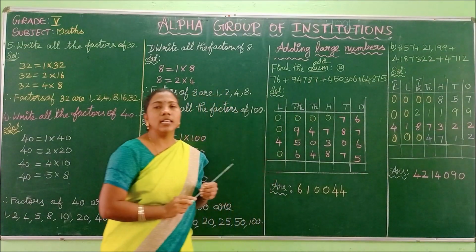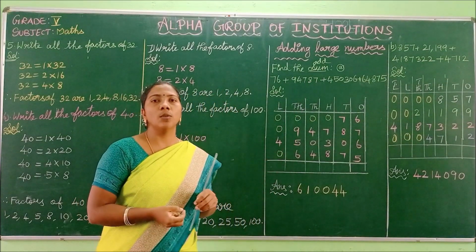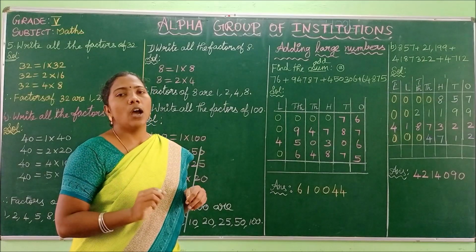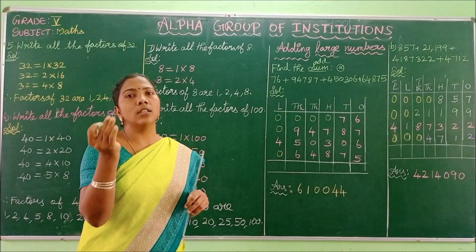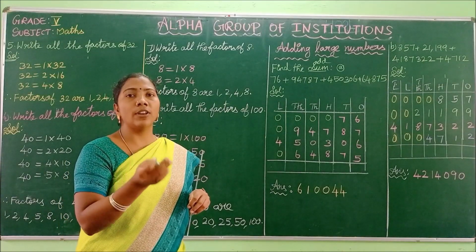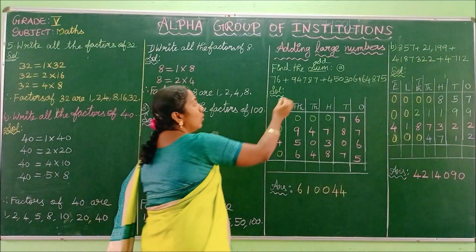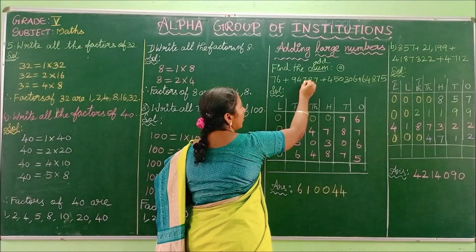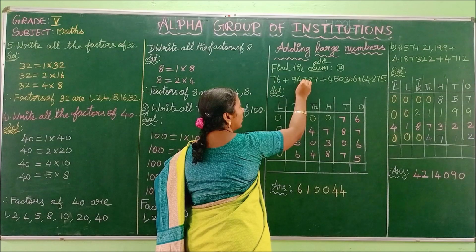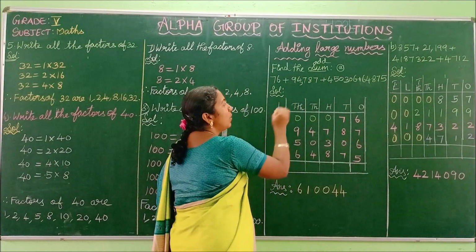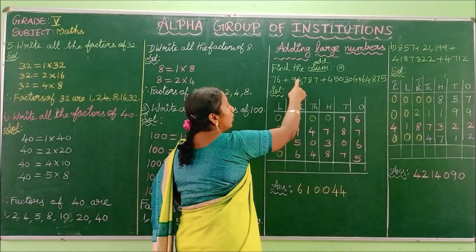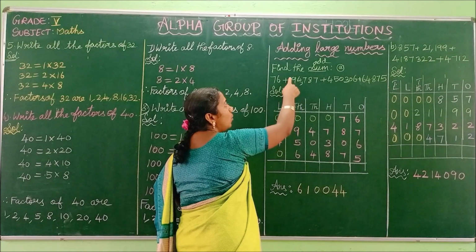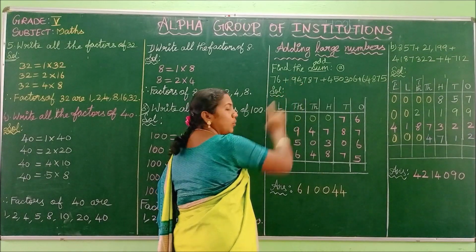How can you read this? As per the Indian system, you first put the commas. How can you put the commas? First after 3 digits and then every 2 digits. See here, 1, 2, 3. After 3 digits, you have to put the first comma. And the next comma after that every 2 digits. 1, 2. Before that you don't have any number, so you have to stop up to this.